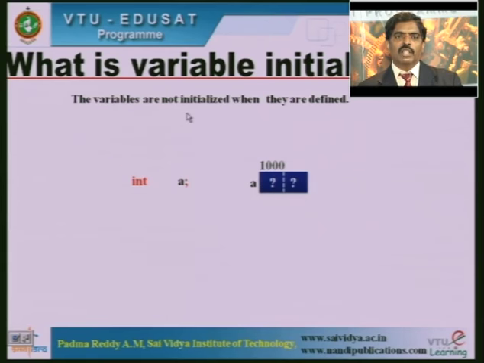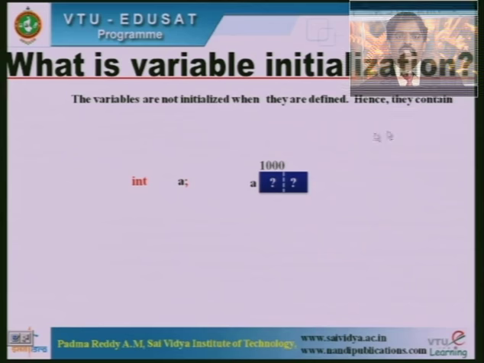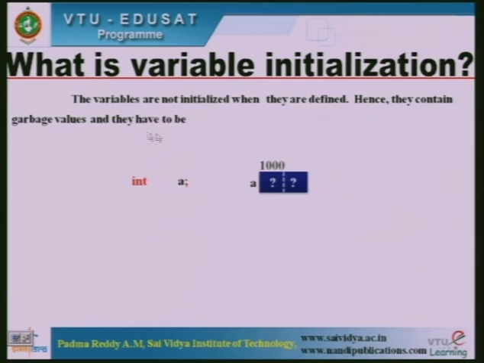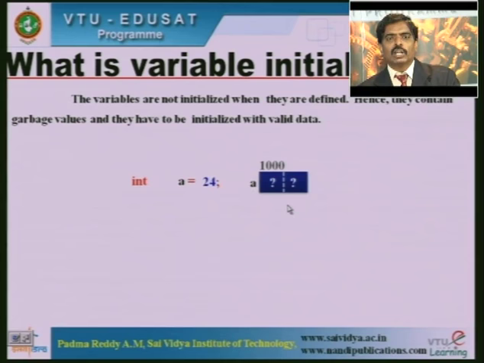So the variables are not initialized when they are defined. If you define a variable like this, memory will be allocated, but the memory is not initialized. Hence they contain garbage values and they have to be initialized with valid data. So when memory is allocated, a garbage value will be there. So let us try to initialize with valid data. I may write like this, int a equal to 24. Now tell me, after memory is allocated in this named memory location a, what has to be stored? 24 is stored.